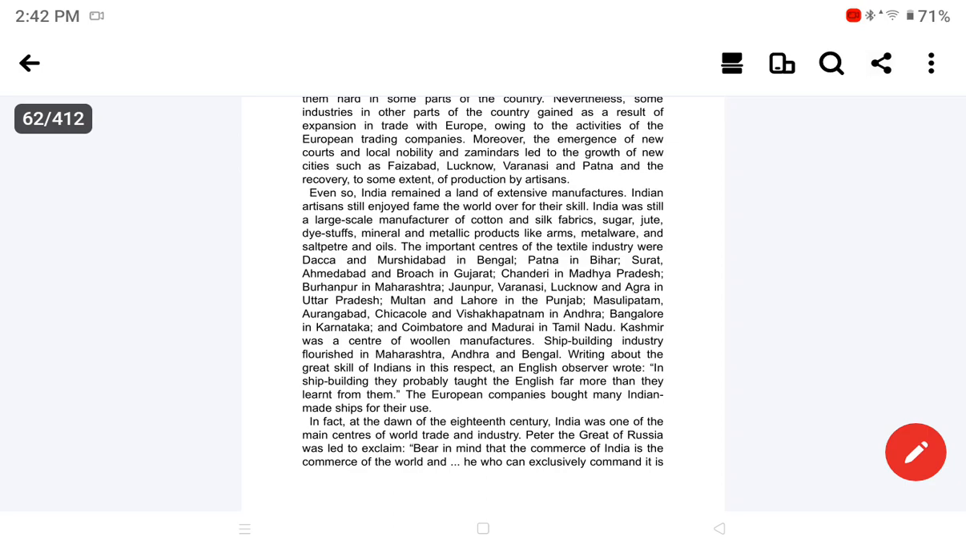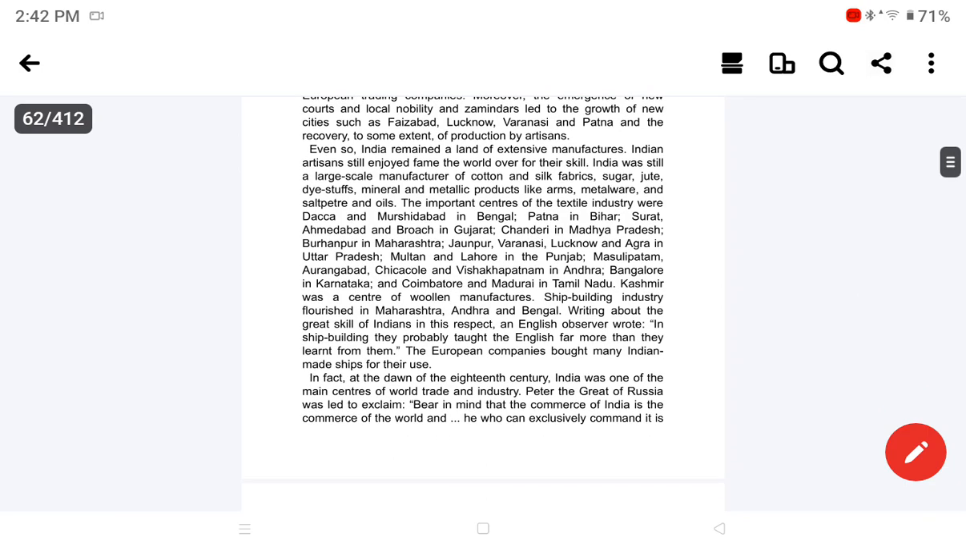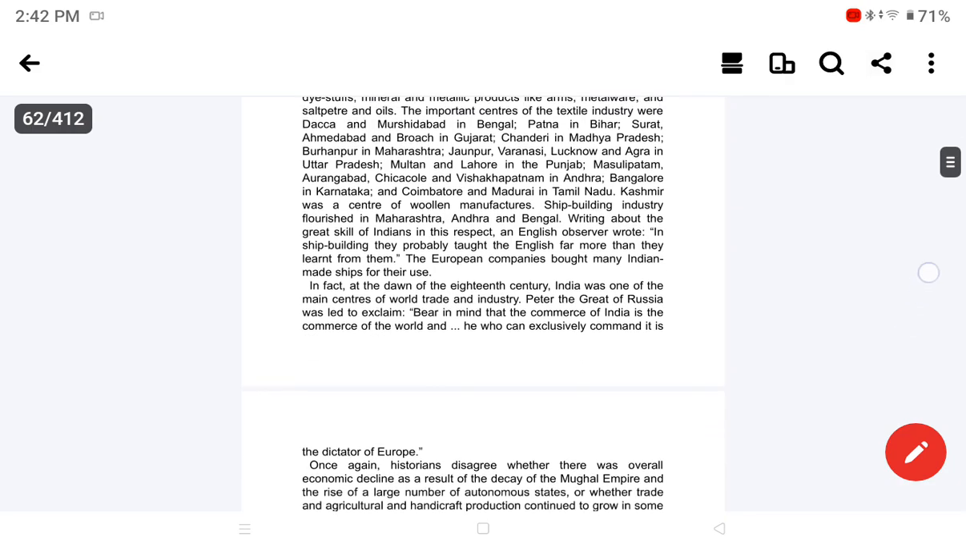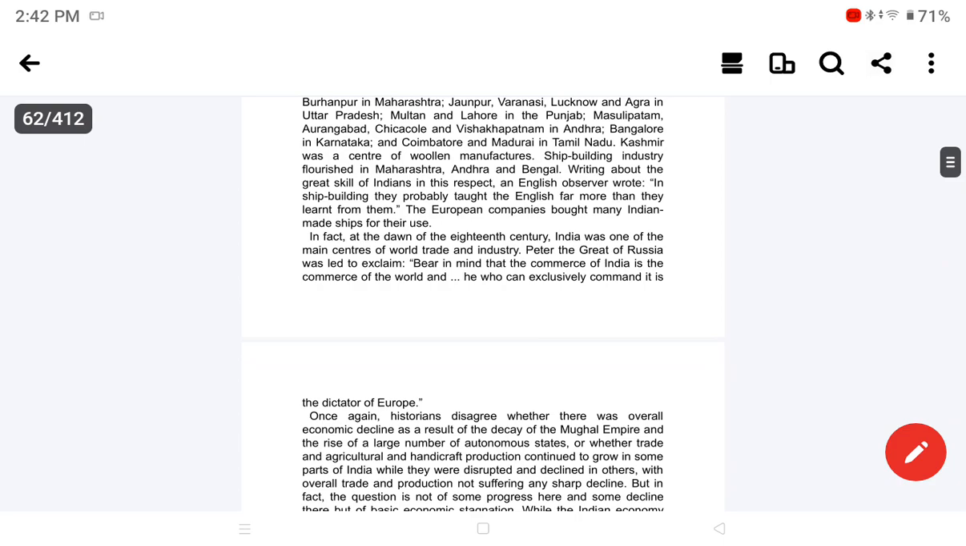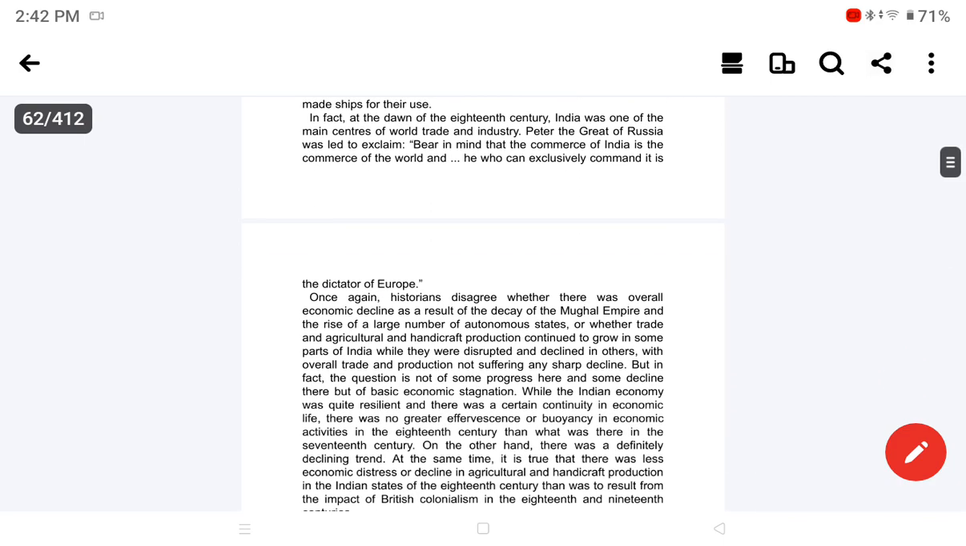In fact, at the dawn of the 18th century, India was one of the main centers of world trade and industry. Peter the Great of Russia was led to exclaim, bear in mind that the commerce of India is the commerce of the world, and he who can exclusively command it is the dictator of Europe.